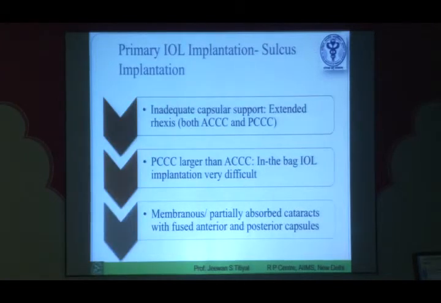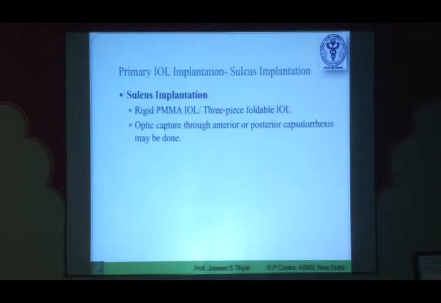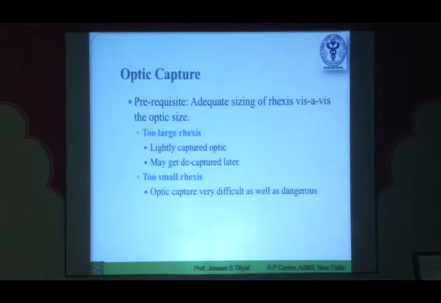You can stain the capsule also sometimes. You can use the capsular rhexis forceps. The primary implantation in the sulcus is also desirable. Wherever you have a posterior capsule not supporting the IOL, you can take a 3-piece lens, put the lens in the sulcus, then optic capture this particular IOL. That is also a good surgical option.